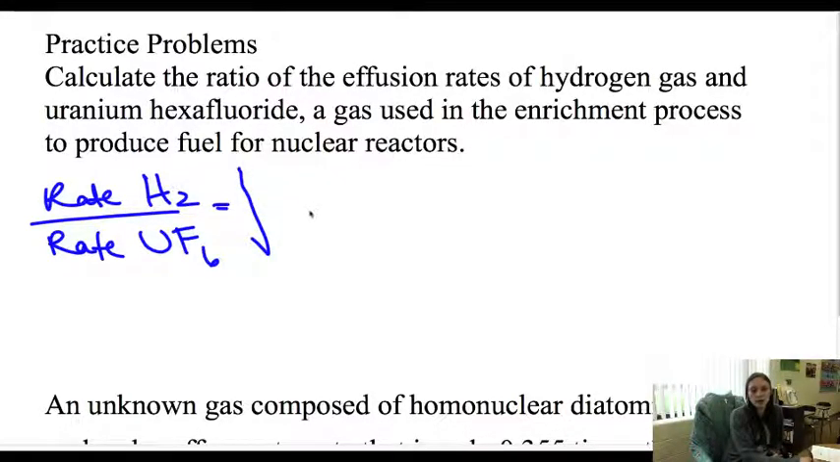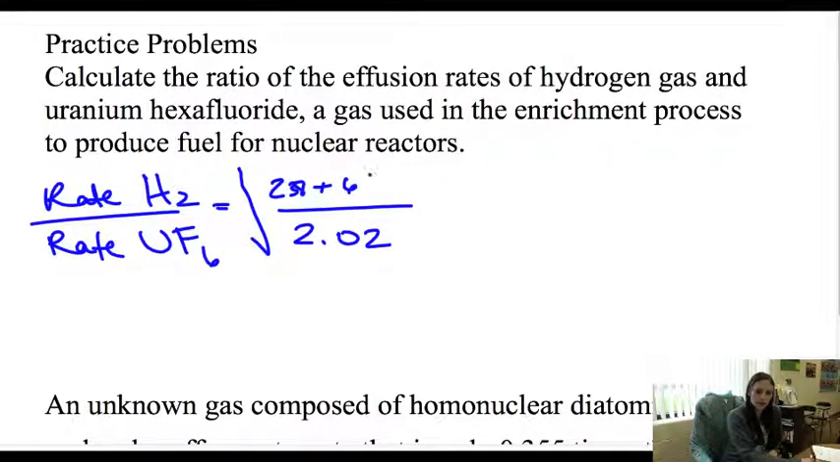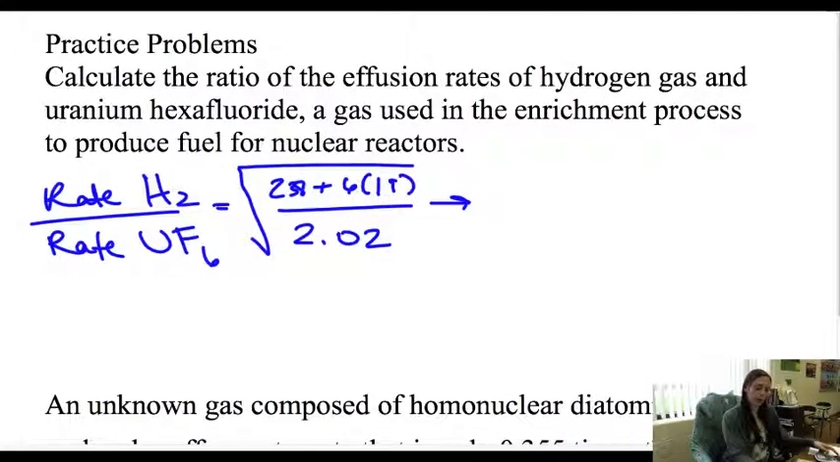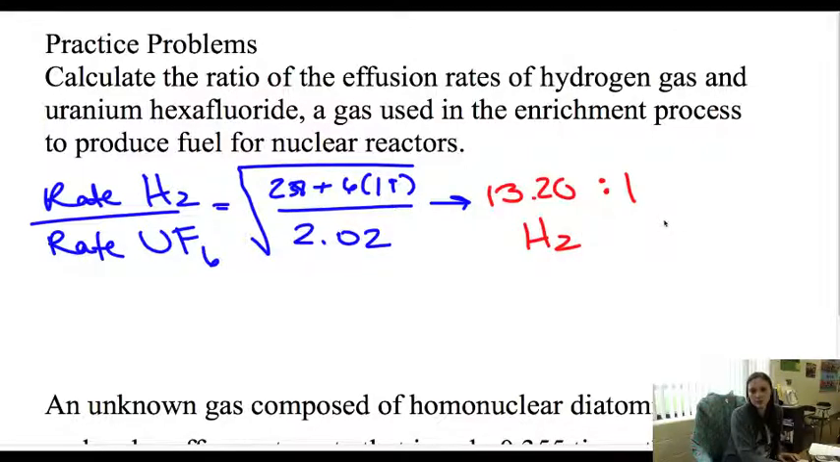Since I don't know the ratio, I'm just going to figure out the numbers here. And so I've got the molar masses, and they are flipped. So I want the molar mass of H2 on the bottom, which is 2.02, compared to the molar mass of UF6, which is 238 plus 6 times fluorine, which is 19. And what we get is 13.2. So that means 13.2 to 1. So hydrogen is 13 times faster than uranium hexafluoride, which makes sense because it is a lot lighter.